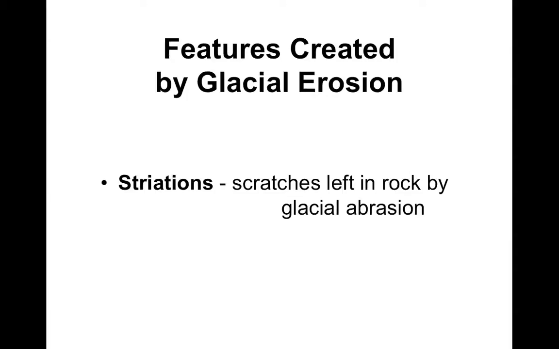There are a lot of features created by glacial erosion. The first one is striations. This is one that isn't in your textbook. It's just the official word for the scratches left in rock by glacial abrasion.